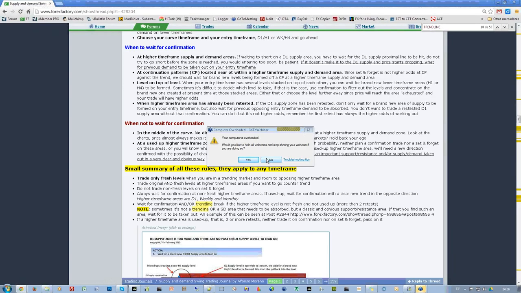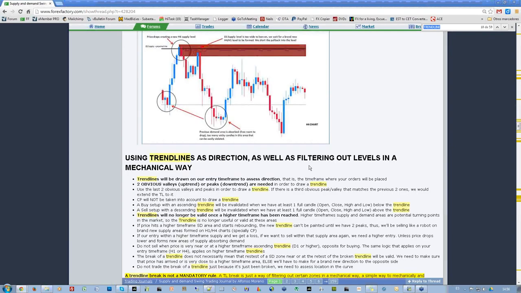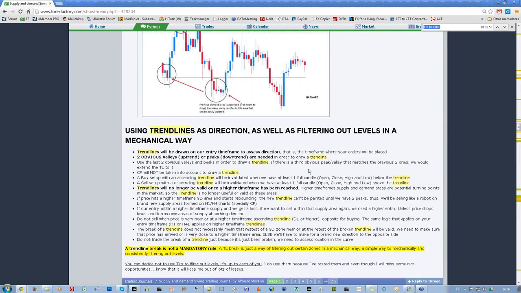Okay, here. Using trend lines as direction. These you have to learn by heart. Look at this. What does it say there, in bold text? This thread hasn't been revised for some time. I think it was about a week ago that I added the simpler combinations for time frames. So there it says, trend lines will no longer be valid once a higher time frame has been reached.